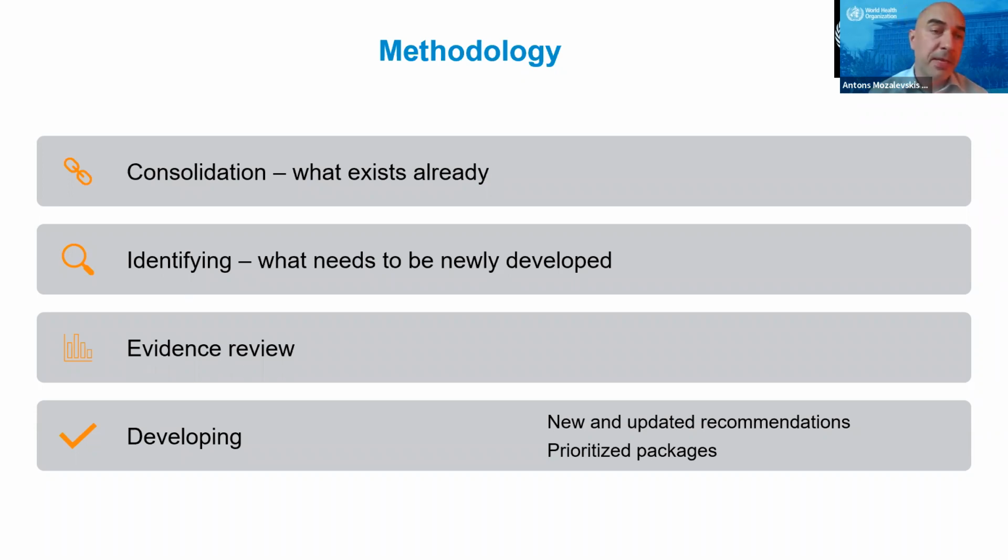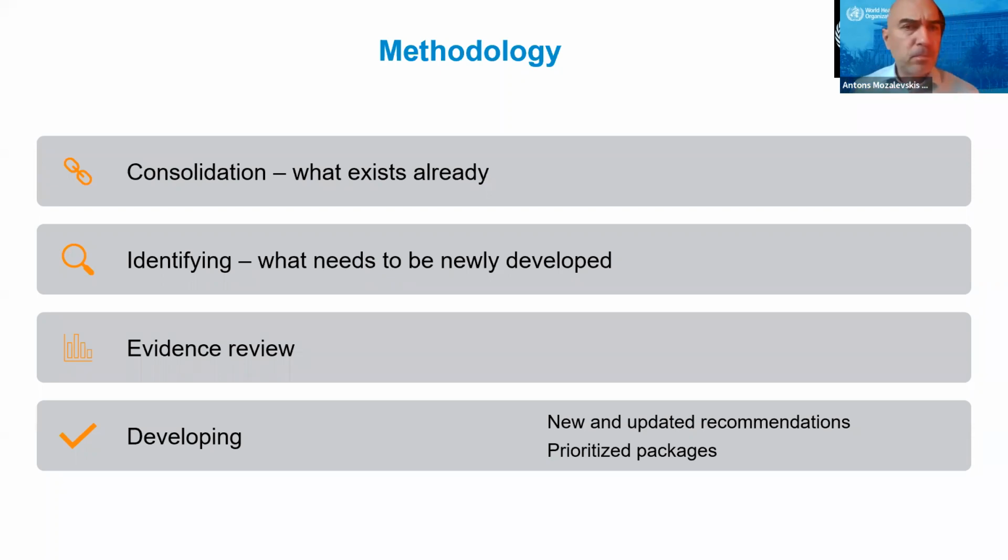new evidence and updated. So then we conducted an evidence review, which includes a literature review, a classical systematic review. And in this case, the other part was a values and preference study, which was conducted in collaboration with key population networks. And this was also a very important part of the development of the guidelines. And then, using the guideline development group, the recommendations were developed based on the GRADE methodology, and so we developed new and updated recommendations, and also developed prioritized packages.